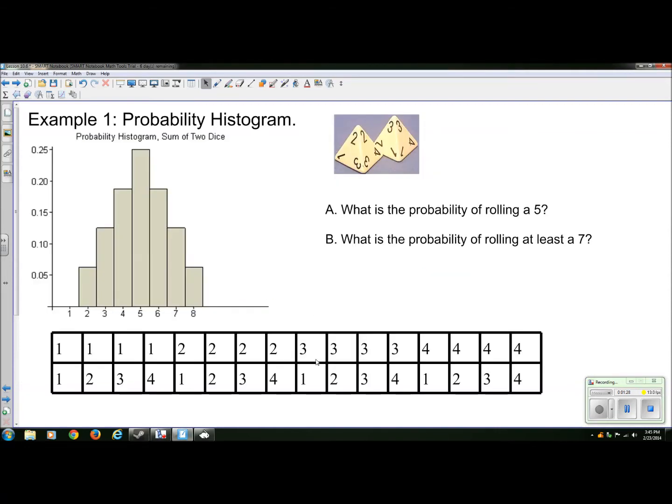In example 1, this graph here with the little bars on it is a probability histogram. In this probability histogram, we're looking at the sum of two dice that we roll. And notice that it starts at 2, that's the lowest value, and it goes up to 8. So these must be unusual dice, and in fact they are. If we look at this picture over here, these are the dice that we use to make this histogram.